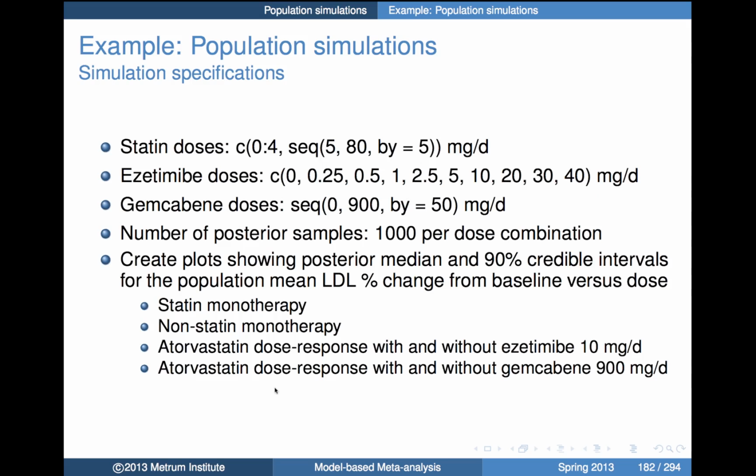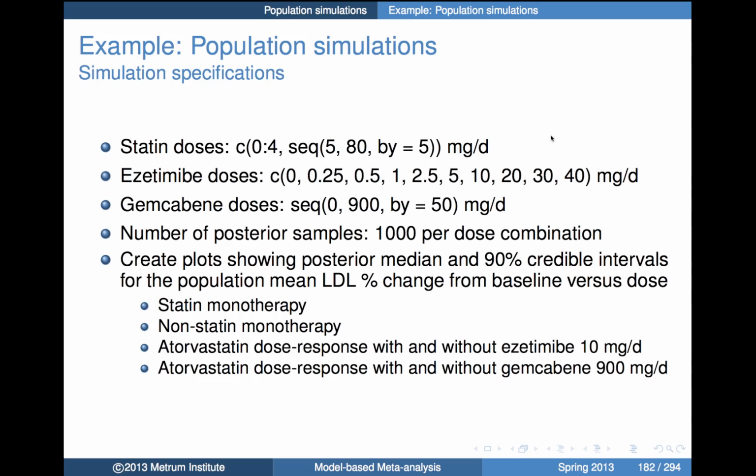So again, the example is going to use the MCMC samples that were generated in the statin gemcitabine modeling examples I've shown you before. So these are going to be looking at the distribution of population mean LDL percent change from baseline values, and we're going to use simulations to predict those population means for various doses of statins, ezetimibe, gemcitabine, and combinations of the statins and the non-statins. And the objective here would be to use those simulations to assess the benefit of gemcitabine add-on therapy relative to ezetimibe statin combinations.